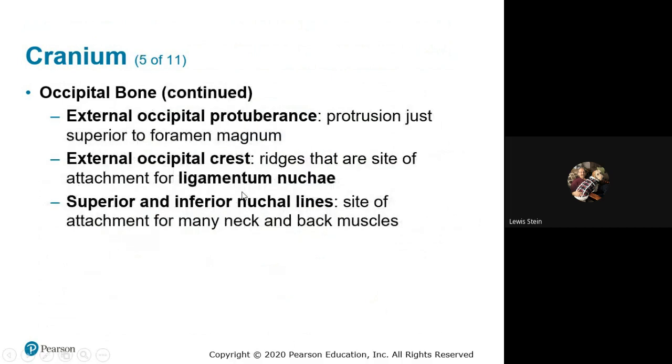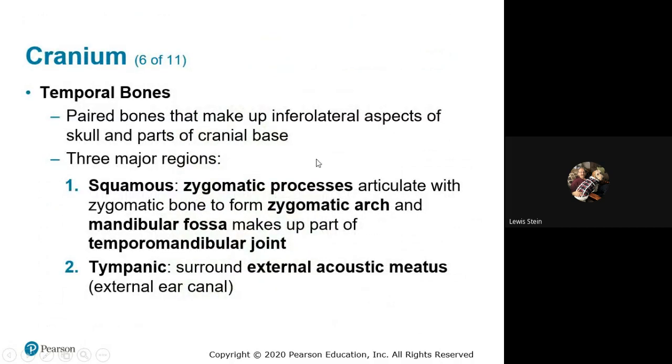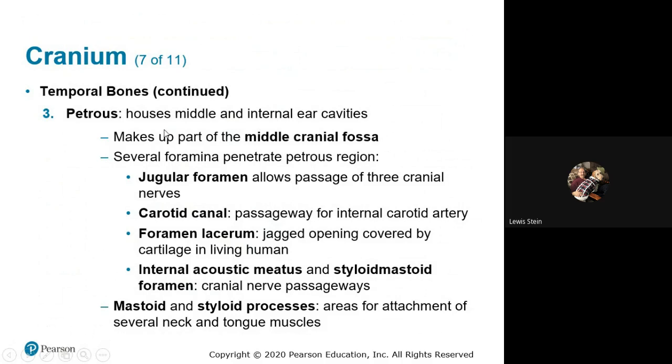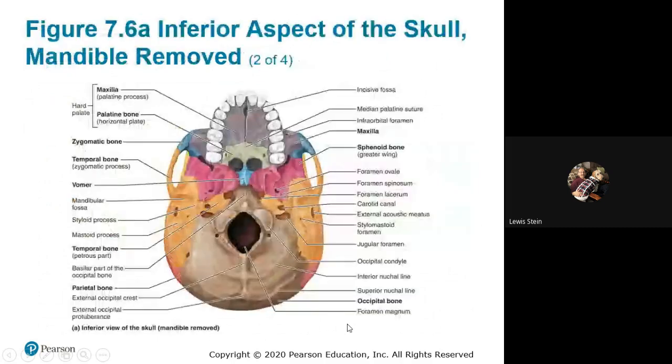Moving on. So I'll show it to you. External occipital protuberance, nuchal lines, undersurface, temporal bones, zygomatic, fossa, tympanic portion around the external acoustic meatus, petrous portion, jugular foramen, carotid canal. We'll get to the foramen lacerum. It's really not a true opening. It's artifactual. It's filled with cartilage. Nothing goes through it. We just see it. I'll show it to you shortly. Meatus and stylomastoid are part of it. There's the actual temporal bone showing you before.